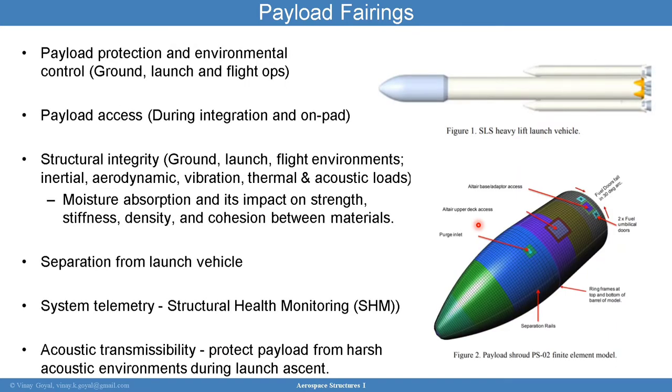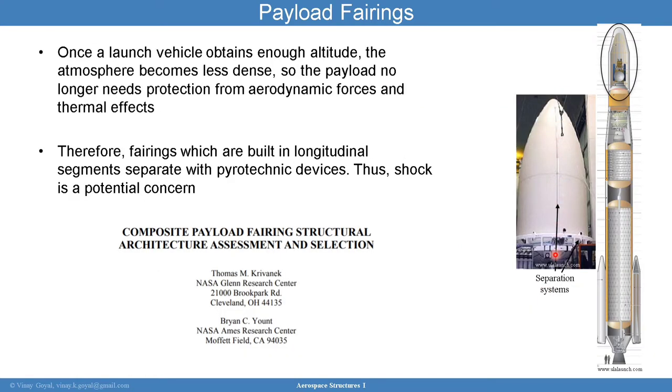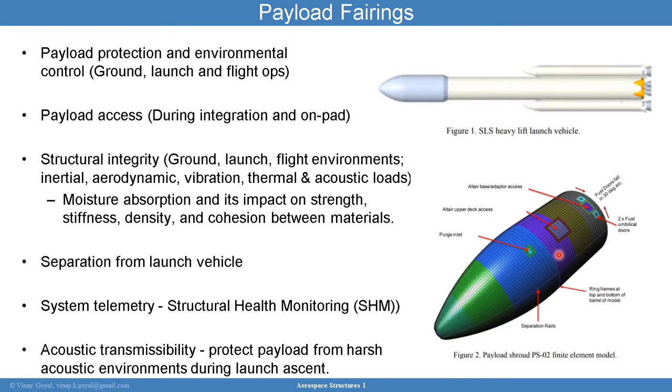Here's an example from that paper. In this case, the payload typically is going to have an access door, a purge inlet, and separation rails, as we discussed. This is your separation rails in this example. And it's going to have ring frames at top and bottom barrel of the model.